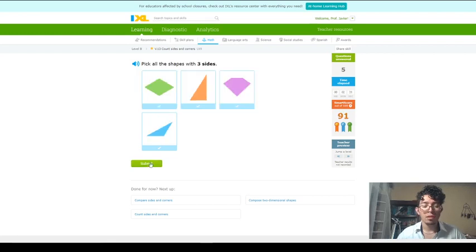It also says sides, 3 sides. So 1, 2, 3. Yes. 1, 2, 3, 4. No. 1, 2, 3. Yes. 1, 2, 3, 4, 5. No. So only these 2.